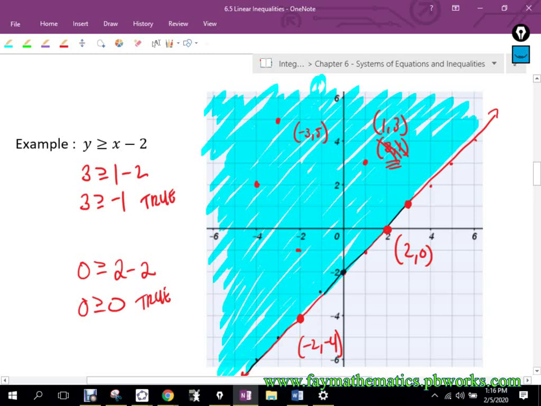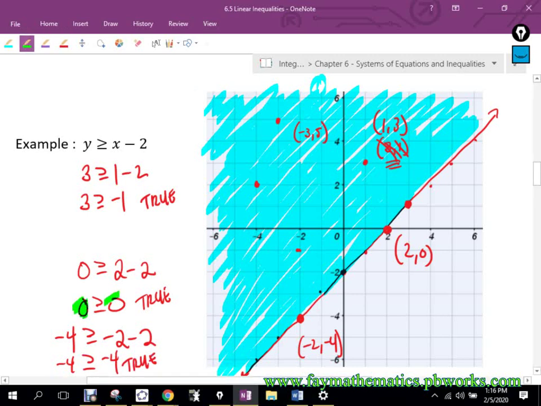If I choose this number right there, that ordered pair, -2, -4, you'll end up with y is -4, and then I have -2 minus 2. What's -2 minus 2? -4. Is -4 greater than or equal to -4? Yes. Okay? What are you recognizing, though, for these points that are on the line?